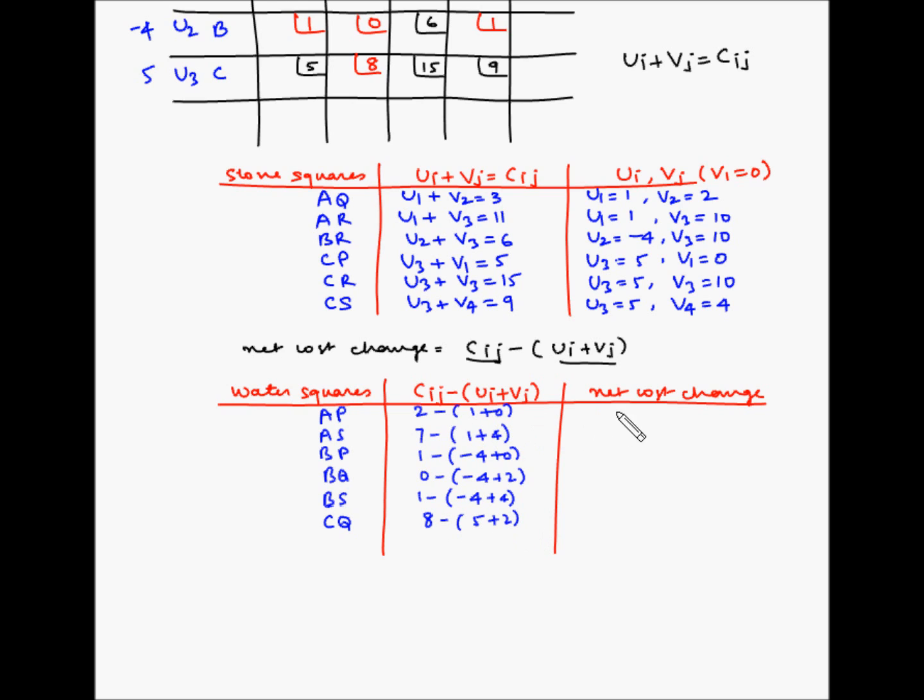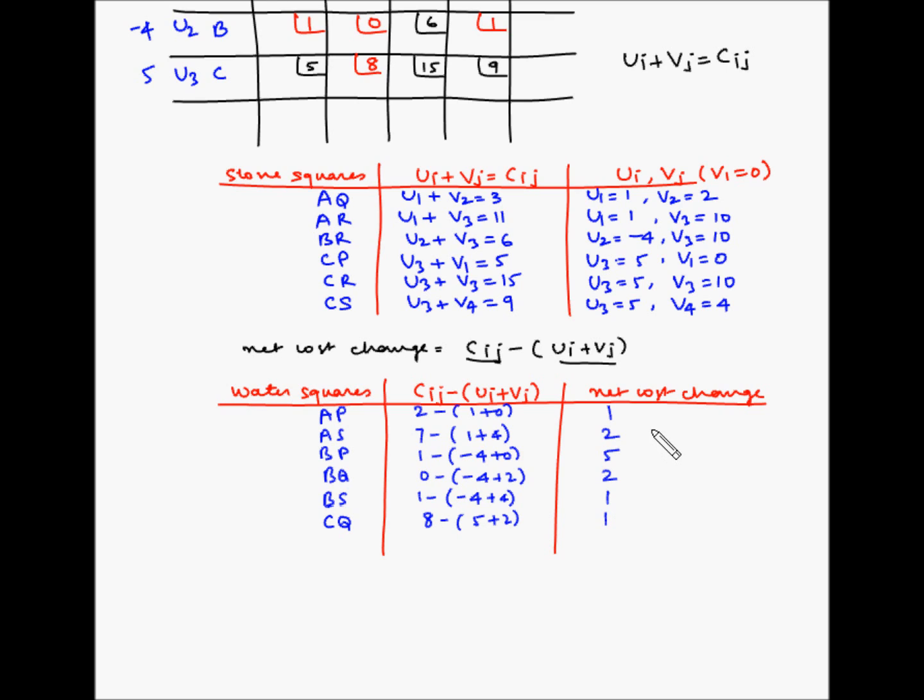Now let's calculate the value of net cost change. So this becomes 2 minus 1, which is 1. This becomes 7 minus 5, which is 2. This becomes 1 minus 4, so 1 plus 4, which is 5. This is 0 minus 4 plus 2, so minus 4 plus 2 is minus 2, and minus 2 multiplied by minus 1 is 2. So this is 2. For this one, 1 minus 0, so 1, and here 8 minus 7, so this is 1.